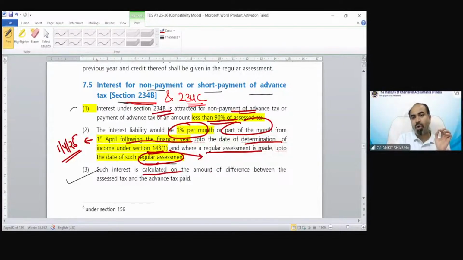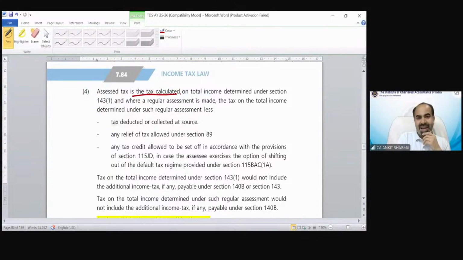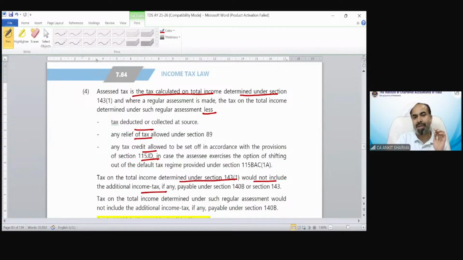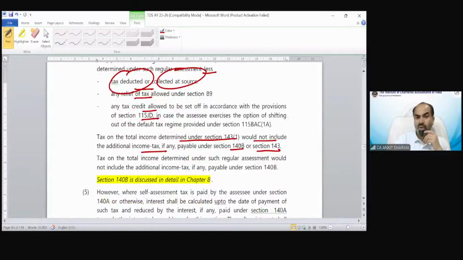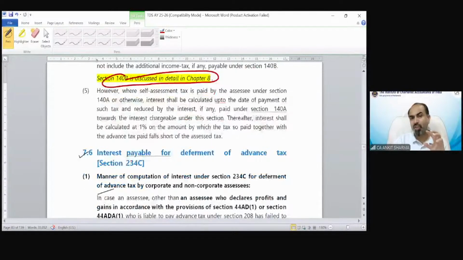Such interest is calculated on the amount. So what should be the amount on which interest is going to be calculated? The assessed tax is the tax determined under section 143(1), reducing TDS, any relief, any MAT credit, etc., or AMT credit. The total income determined under section 143(1) would not include the additional income tax under section 140B or section 143. So you can see the TDS, the TCS. What are section 143(1) and section 140B? That is going to be discussed in the next chapter, that is return filing. You can see section 140B is discussed in detail in chapter number 8. So that is how you need to calculate section 234B interest.